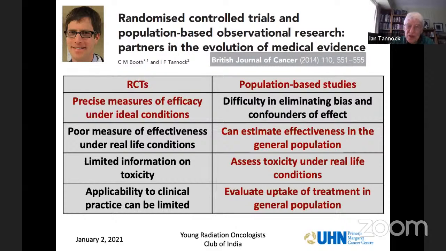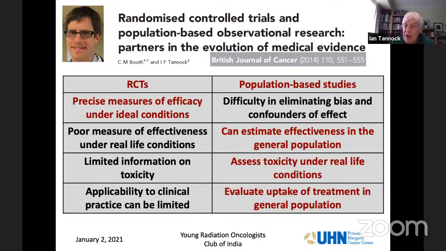So randomized controlled trials have the advantage of giving you a precise measure of efficacy under ideal conditions. Only by randomization do you actually ensure that the patients you are comparing with different treatments are similar. But the problem is that because the patients are selected, they have poor measures of effectiveness, they give limited information on toxicity, they're published too early, and you don't have all the other diseases and comorbidities that contribute to that, and their application to clinical practice can therefore be limited.